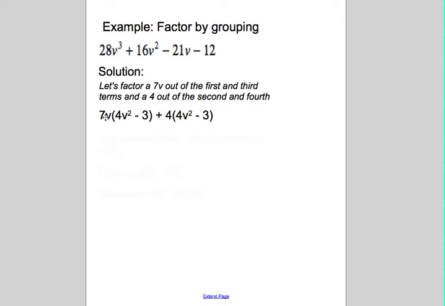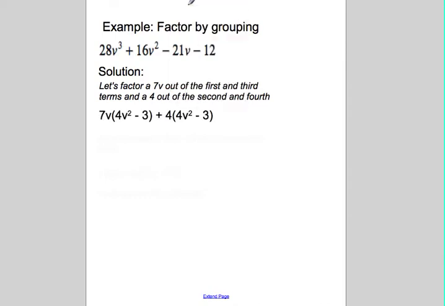When we take the 7v out of the first term, we've got 4v squared remaining. When we take the 7v out of the third term, we've got negative 3 remaining. Then when we factor a positive 4 out of the second term, we've got 4v squared remaining. And when we factor out a positive 4 from negative 12, we've got negative 3 remaining.